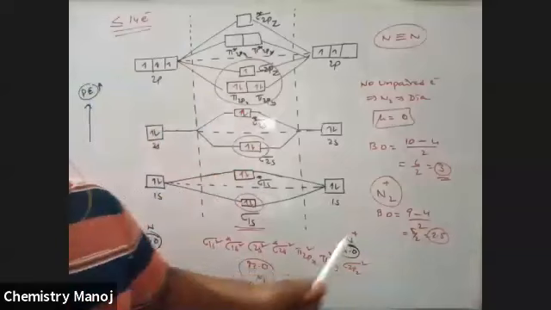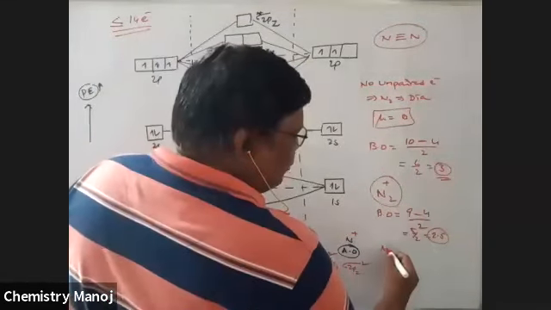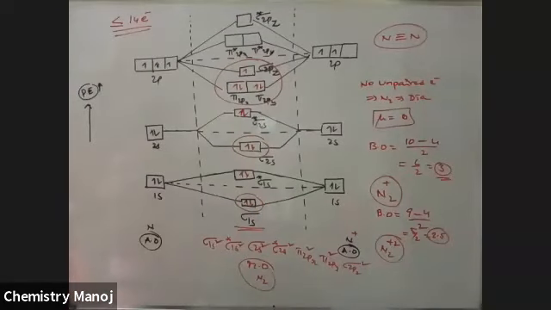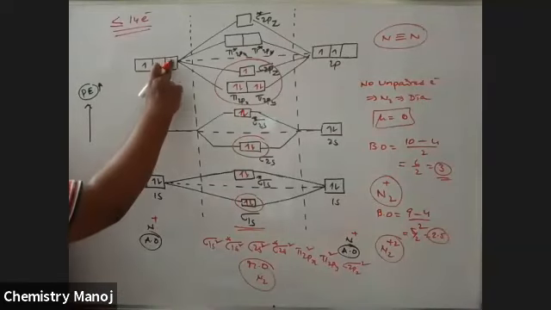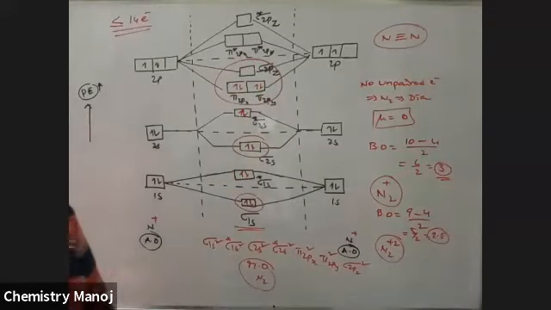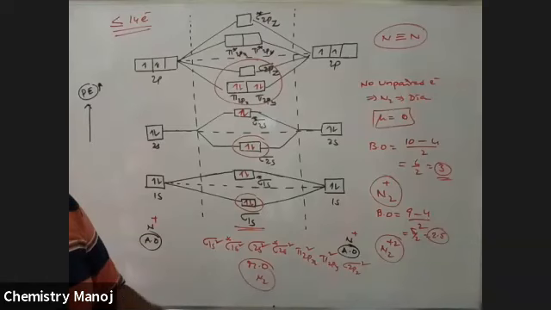Okay, so 2.5. Now I'm trying N2 2 plus. So remove one more electron from N2 plus. Is this paramagnetic or diamagnetic? Yes, diamagnetic. N2 2 plus is diamagnetic.